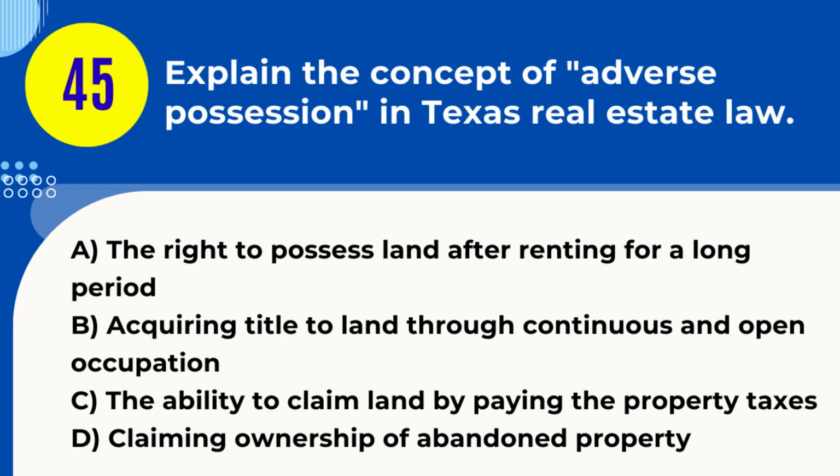The ability to claim land by paying the property taxes. D. Claiming ownership of abandoned property. Answer. B. Acquiring title to land through continuous and open occupation. Explanation. Adverse possession in Texas allows an individual to acquire legal title to land by occupying it continuously and openly for a specific period, typically 10 years, under certain conditions.